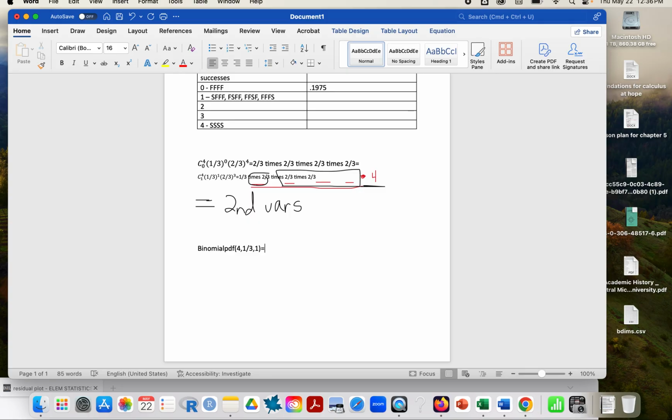Now, on the more current versions, you have the following show up. It says trials, and you'll put 4, and then it'll say P, and you'll put your 1/3, and then it will say X value. The X value is 1, and then it says paste. And I'm not a huge fan of paste.